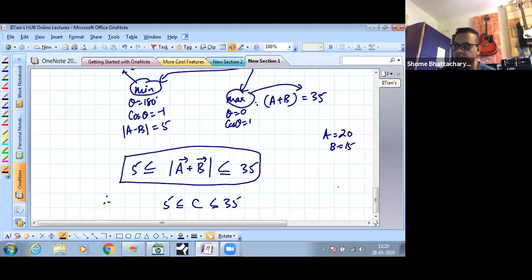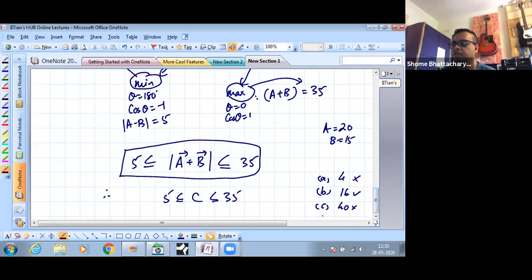Option A says, can it be 4? You can see it cannot be 4. Option B says, can it be 16? Yes, it can be, because 16 falls within that range between 5 and 35. Can it be 40? The answer is no, because it's greater than 35. Similarly, option D, can it be 50? The answer is no. That's greater than 35.